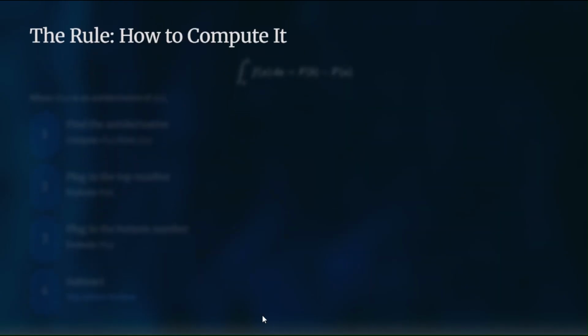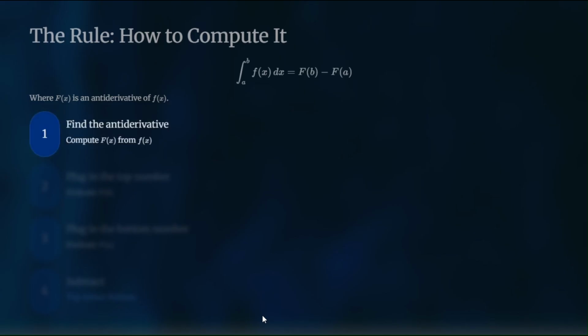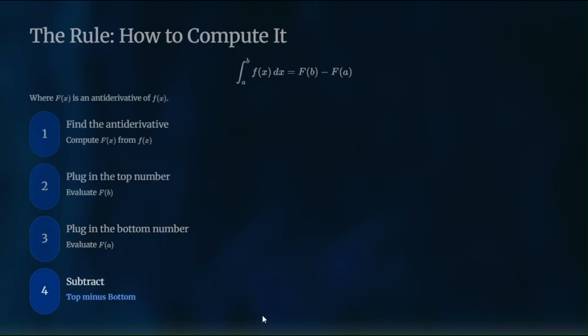So here's the rule. The integral from a to b of f of x dx will be equal to capital F of b minus capital F of a, where capital F of x is the antiderivative of f of x. So first you need to find the antiderivative. So you'll compute capital F of x from f of x. Then you'll evaluate the upper limit of integration, so evaluate F of b. Then evaluate the bottom number, which is the lower limit, F of a. And then you subtract. So you'll do F of b minus F of a.